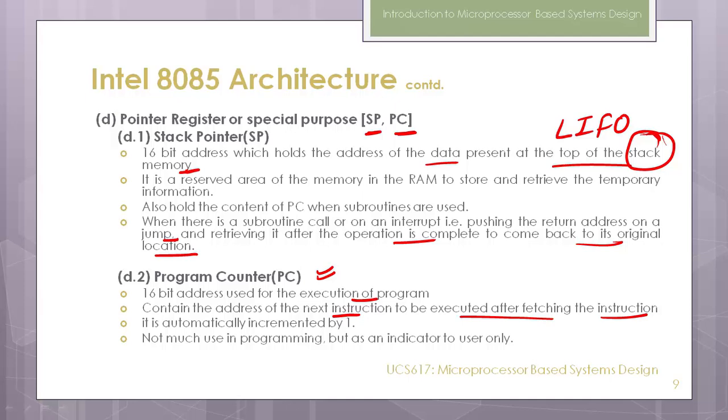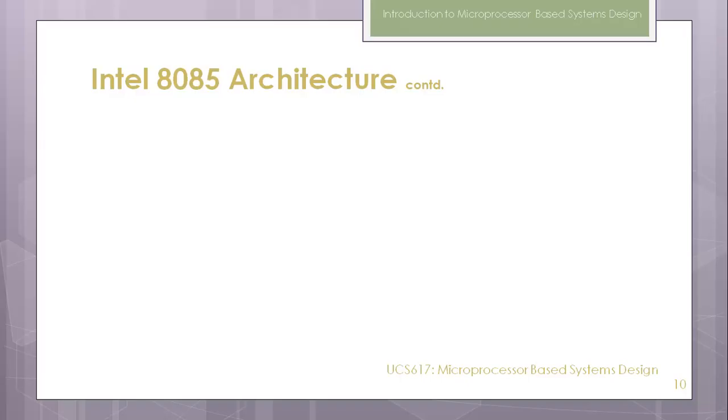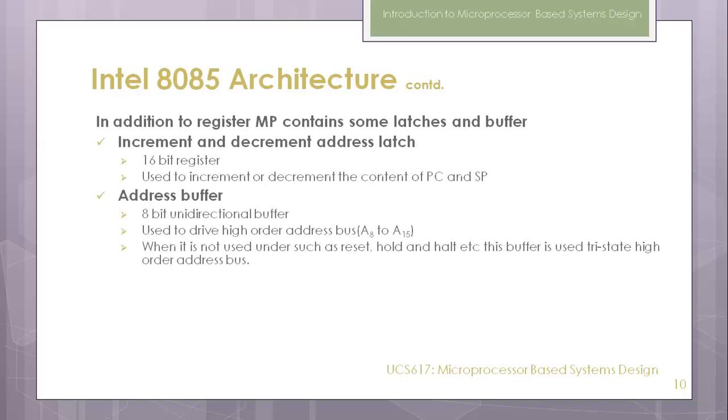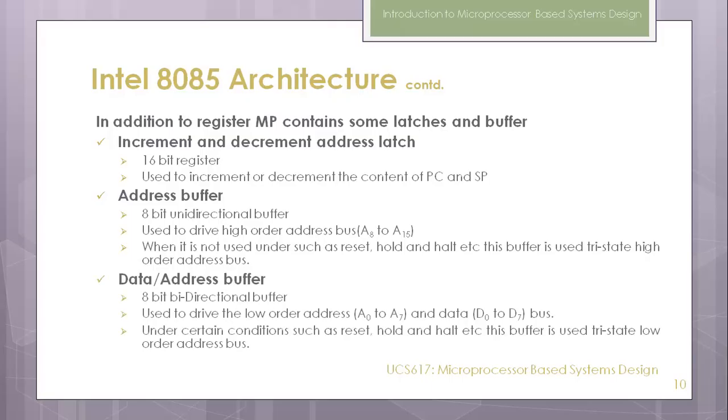It is automatically incremented by 1. It is not much used in programming but as an indicator to the user only. Next one is, in addition to the register, the microprocessor contains some latches and buffers also: the increment and decrement address latch. It is of 16-bit size. It is used to increment or decrement the content of the program counter and stack pointer.